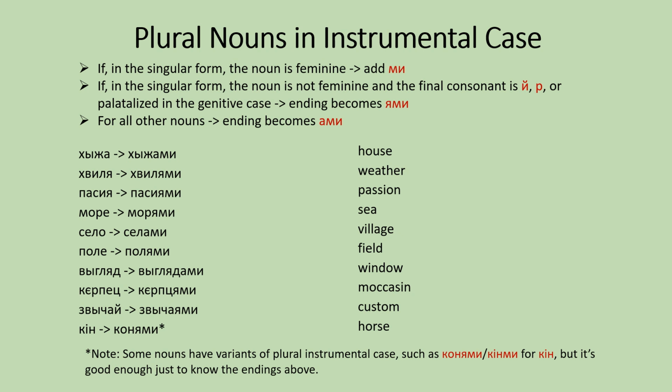Vhljad, meaning window, becomes vhljadame. Kjerpec, meaning moccasin, becomes kjerpčame. Zvyczaj, meaning custom, becomes zvyczajame. Kin, meaning horse, becomes koniame. Note, some nouns have variants of the plural instrumental case, such as koniame or kinme for kin, but it's good enough just to know the endings above.